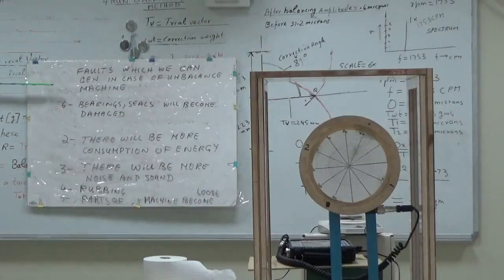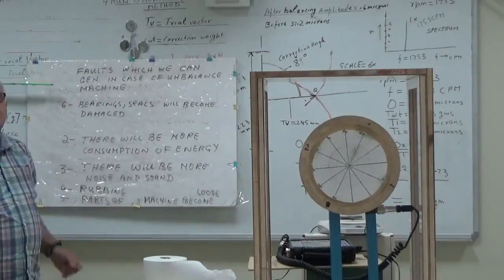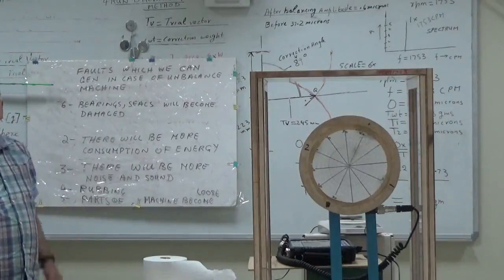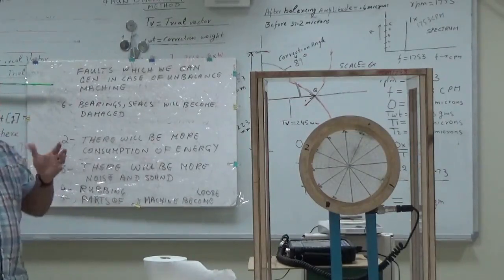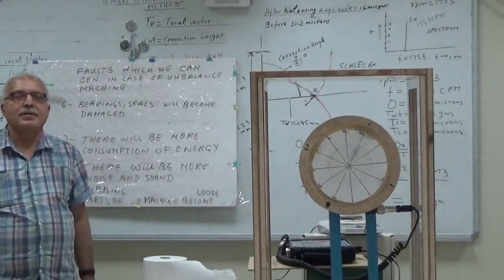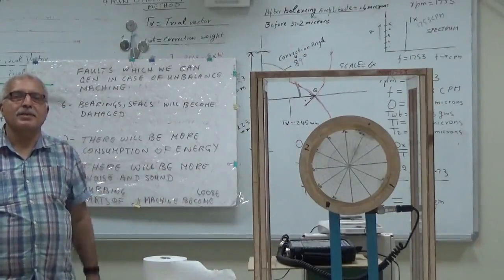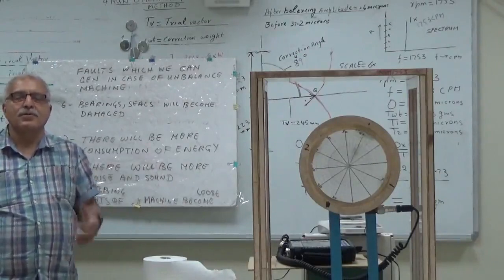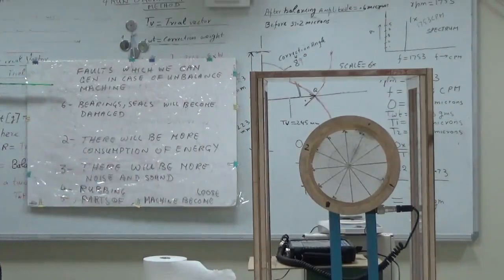And after misalignment, the second biggest cause of machinery failure or faults is unbalance. About 70% of the faults in machinery come in case of misalignment, and about 10 to 30% of the problems are coming due to unbalanced machinery. So you can understand how important this balancing of the machine is.